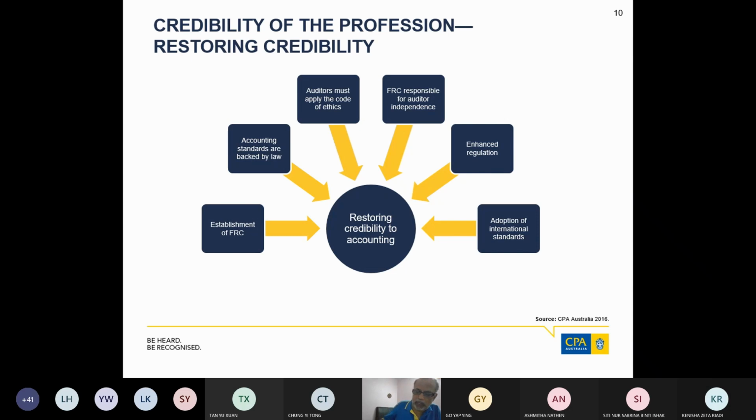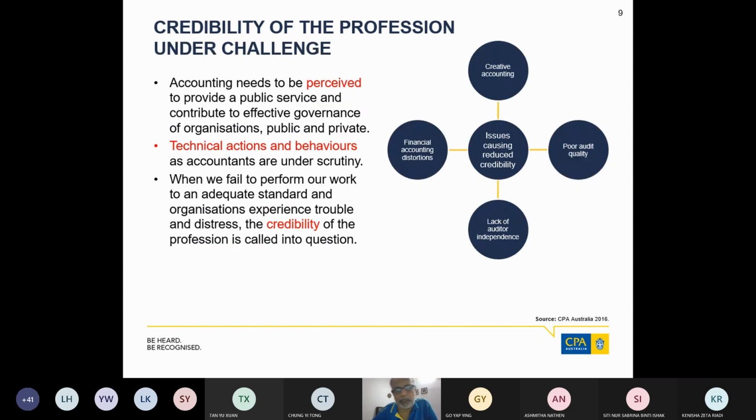Why? Why do we bother to do it? Because of the damage. These are some of the issues which would cause the accounting profession's credibility to be reduced. When your credibility is reduced, meaning that people lose their trust in you, lose their faith in you, you become problematic. Why? Because I'm relying on this for my bread and butter.